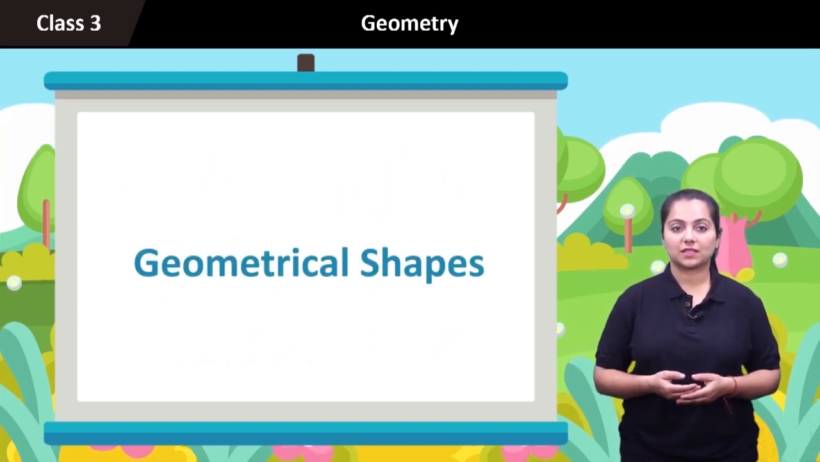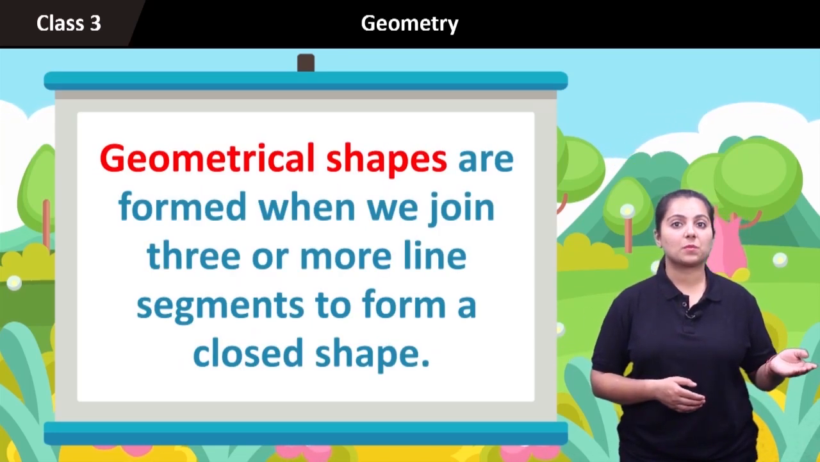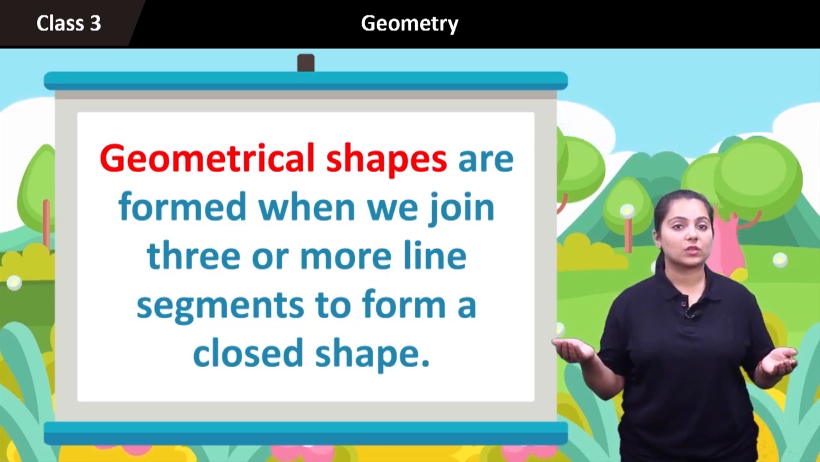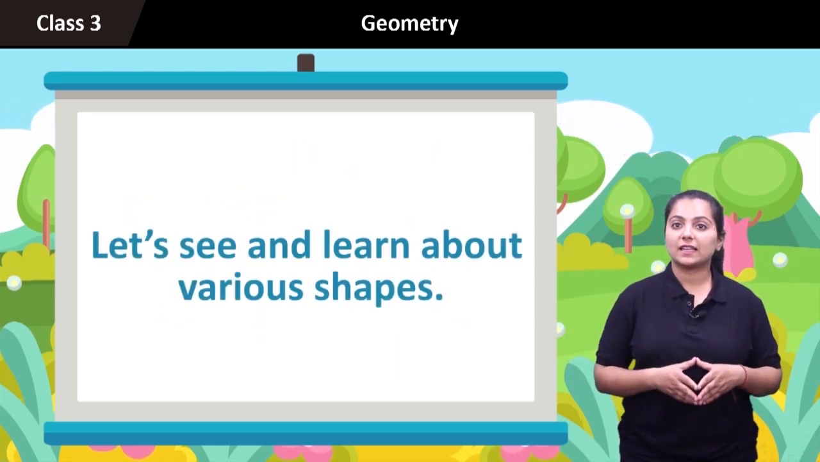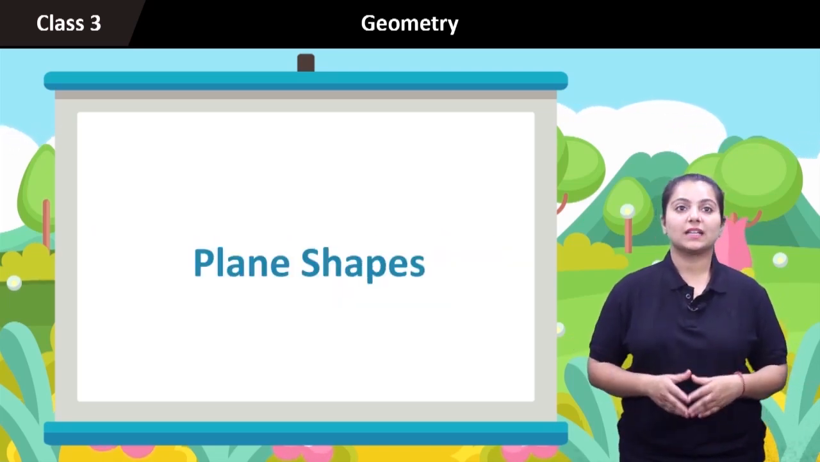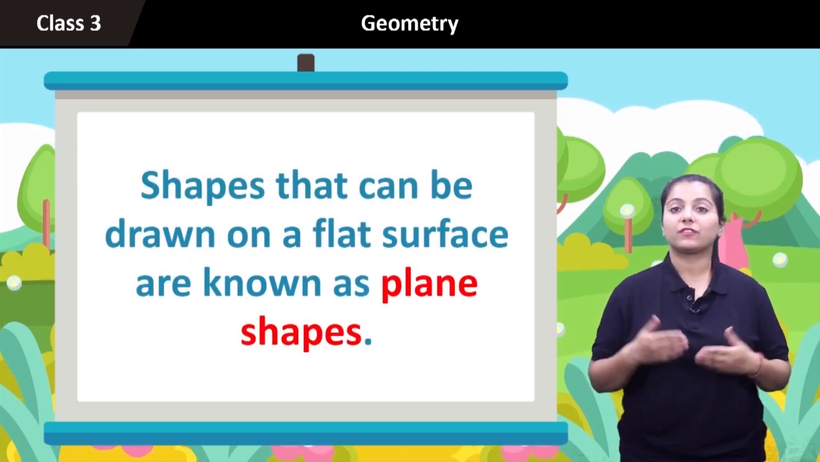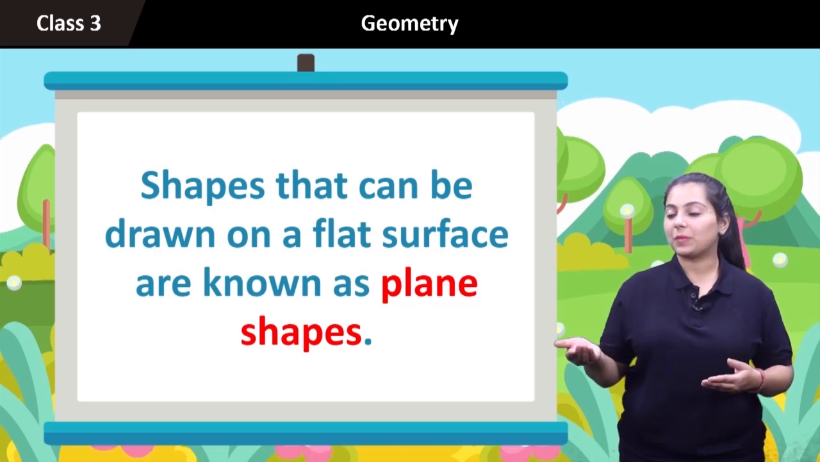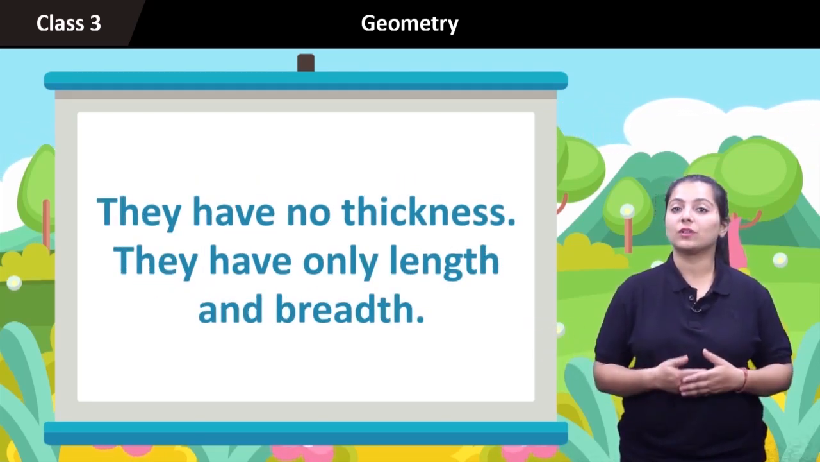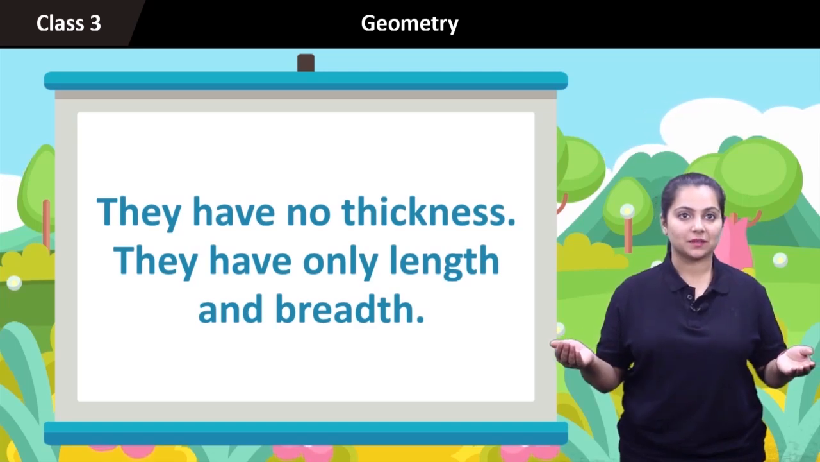Geometrical shapes. Geometrical shapes are formed when we join three or more line segments to form a closed shape. Let's see and learn about various shapes. Plane shapes. Shapes that can be drawn on a flat surface are known as plane shapes. They have no thickness. They have only length and breadth.